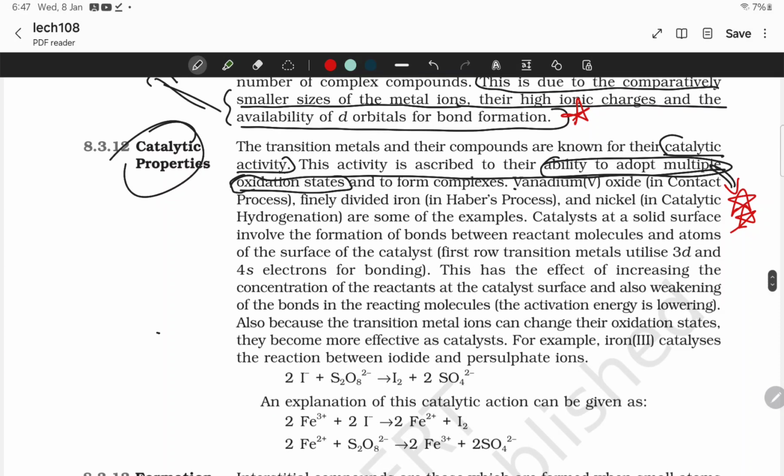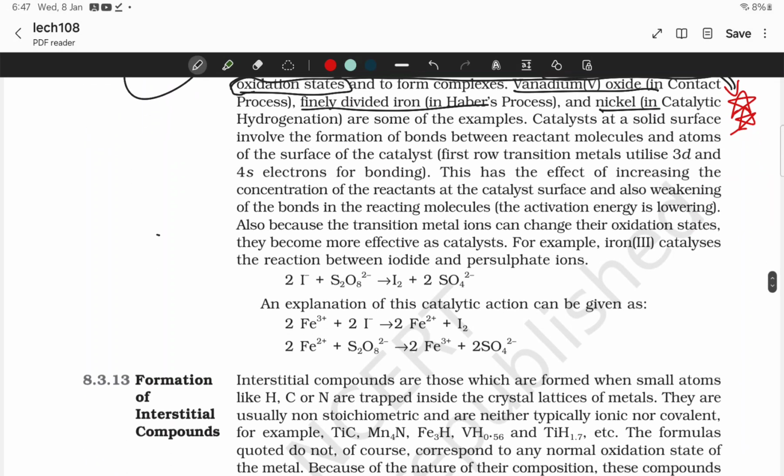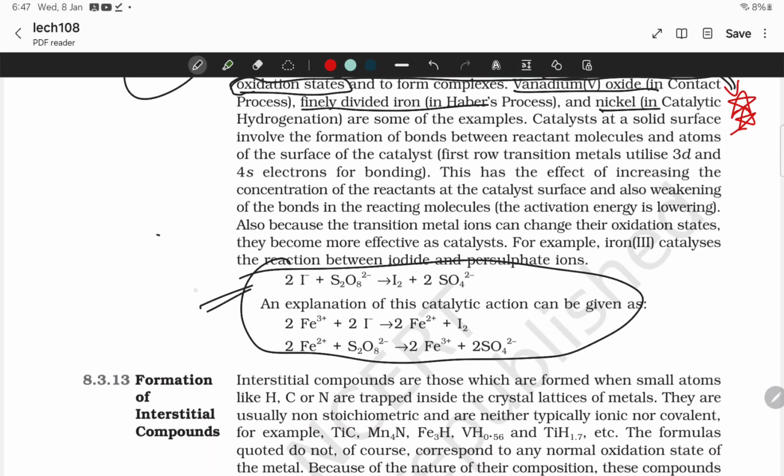Some examples are vanadium oxide in the contact process, finely divided iron in Haber's process, nickel in catalytic hydrogenation, etc. Catalysis at a solid surface involves the formation of bonds between reactant molecules and atoms of the surface of the catalyst. First row transition metals utilize 3d and 4s electrons for bonding. This has the effect of increasing the concentration of the reactants at the catalyst surface and also weakening of the bonds in the reacting molecules. One example is given, read it.